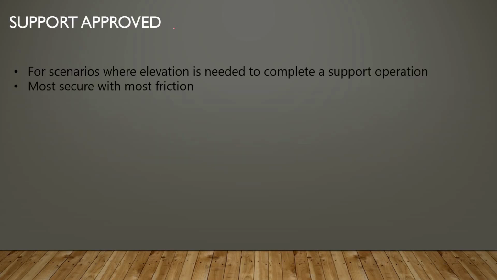And the third one is support approved. In case of support approved, what happens is the end user right clicks and goes to run with elevated access. A request is generated which goes to the support, and only after support approves it, the end user becomes an admin for that specific application's session. So this is the case wherein a support person is needed to approve it, and this is most secure because the end user is able to perform admin related activity only after it has been vetted by the admin. However, this has most friction as well.